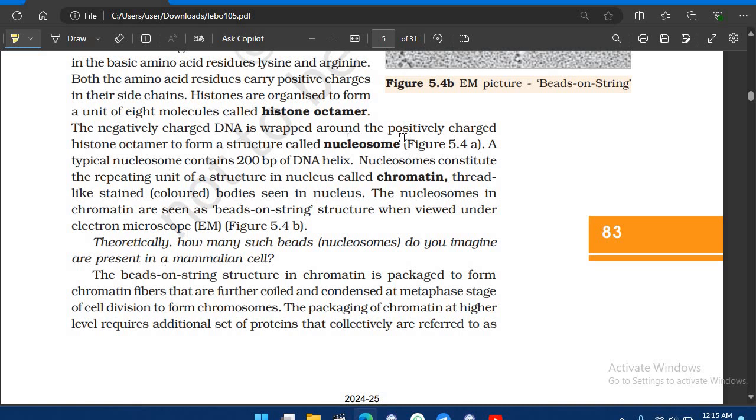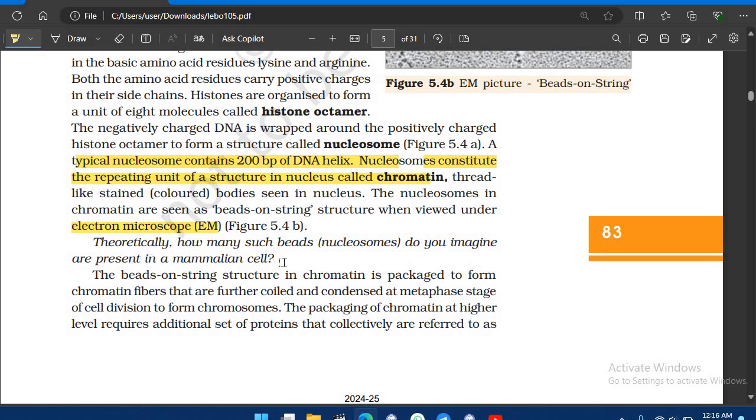The negatively charged DNA is wrapped around the positively charged histone octamer to form a structure called a nucleosome. A typical nucleosome contains 200 base pairs of DNA helix. Nucleosomes constitute the repeating unit of a structure in the nucleus called chromatin, thread-like stained bodies seen in the nucleus. Chromatin under the electron microscope looks like beads on a string.